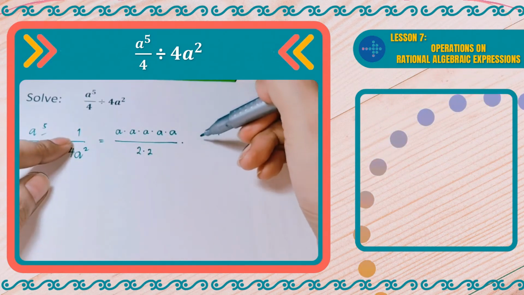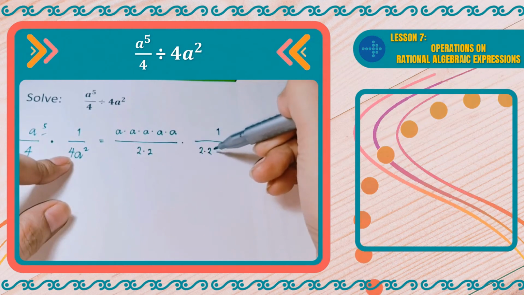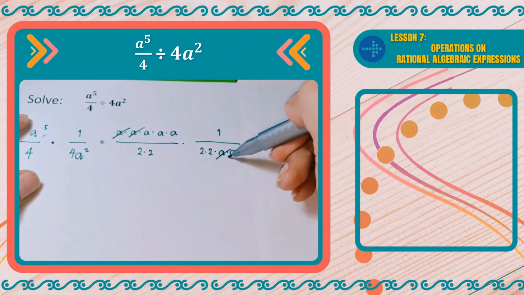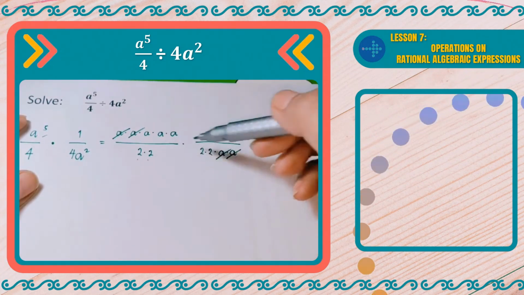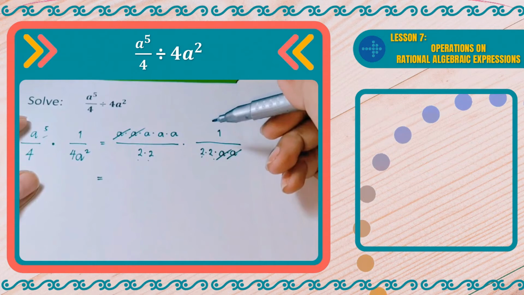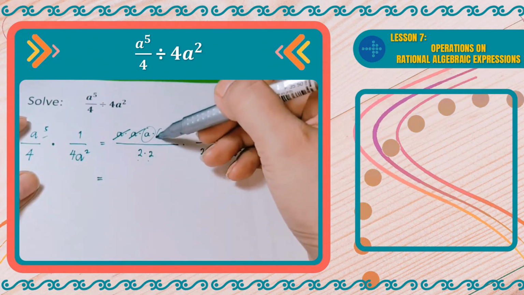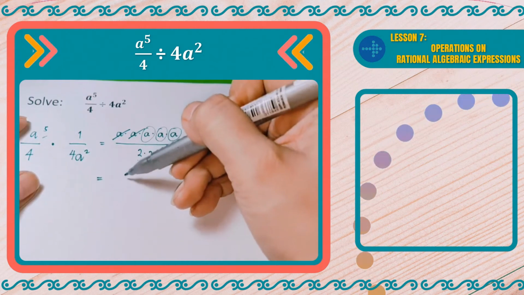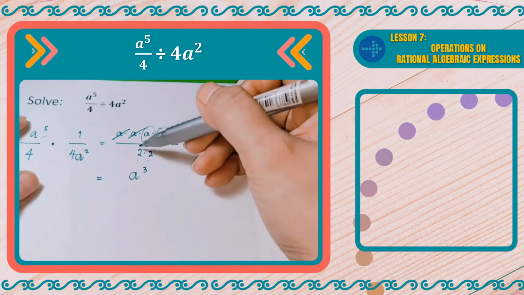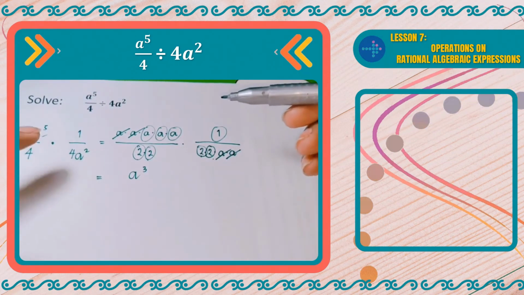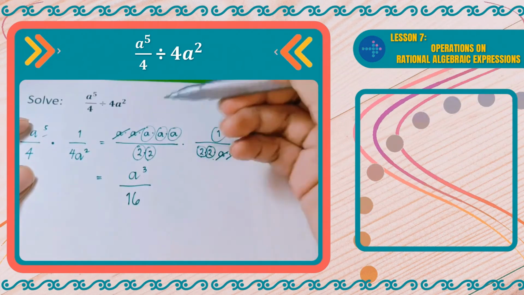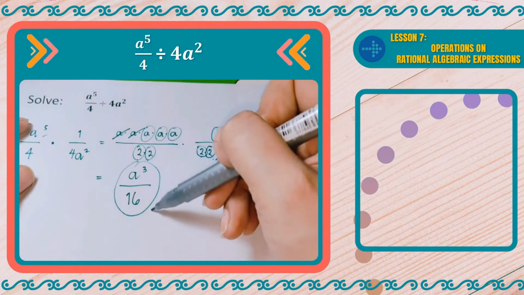For 1, we have 1. Then, for 4a squared, we have 2 times 2 times a times a. Then, cancel common factors. So, we have 2 a's. Then, meron pa ba? Can we cancel these 2? So, hindi pwede kasi pareho silang nasa denominator. So, let us multiply the remaining factors. For the numerator, we have a. So, kapag minultiply natin, a times a times a times 1 is a cube. Then, for the denominator, we have 2 times 2, 4, times 2, 8, times 2, 16. Therefore, the final answer is a cube over 16.